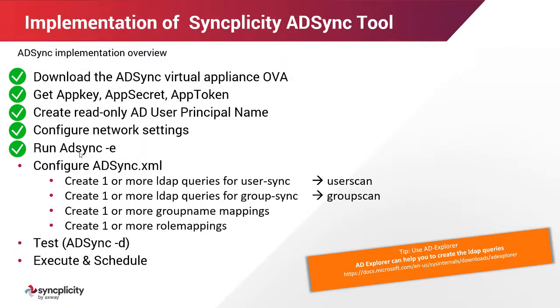We've run the ADSync wizard. We even did a successful connection test between Active Directory and the Syncplicity API. So the next part is ADSync.xml. Here we're going to configure the LDAP queries for users and groups.